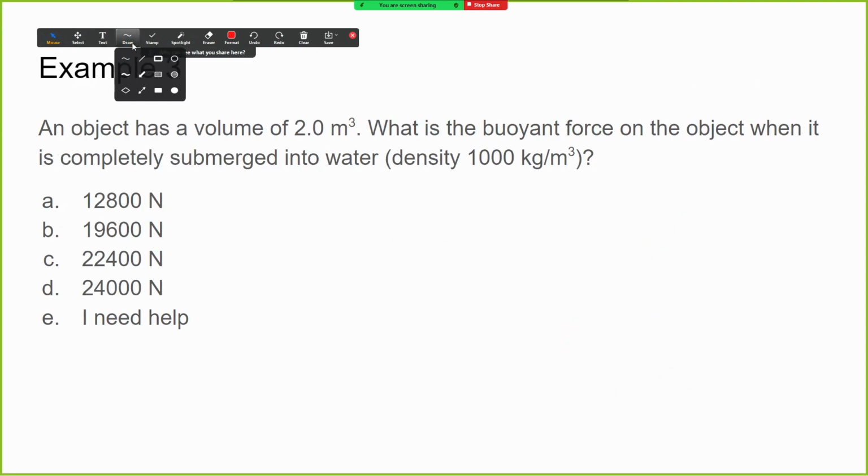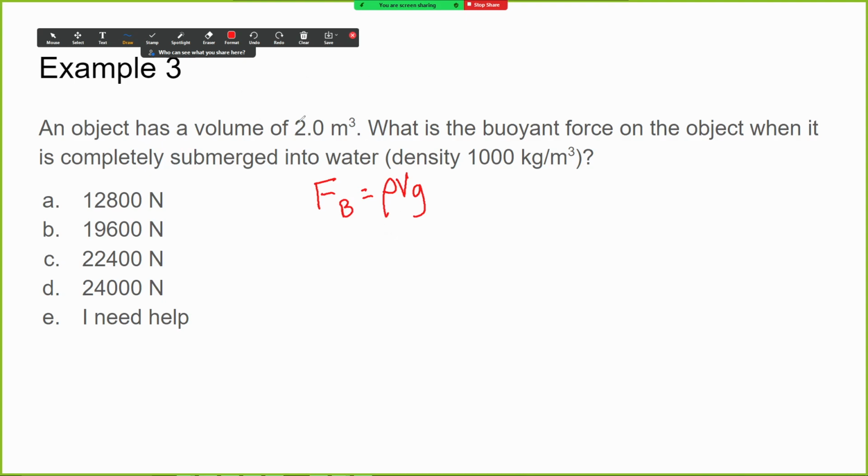An object has a volume of 2 cubic meters. What is the buoyant force on the object when it is completely submerged into the water? Once again, assuming that the density of water is 1,000 kilograms per meter cubed. So we are looking for buoyant force. We know our equation for buoyant force, F_B is equal to rho V g, where rho is the density of the fluid, V is the volume that is displaced.